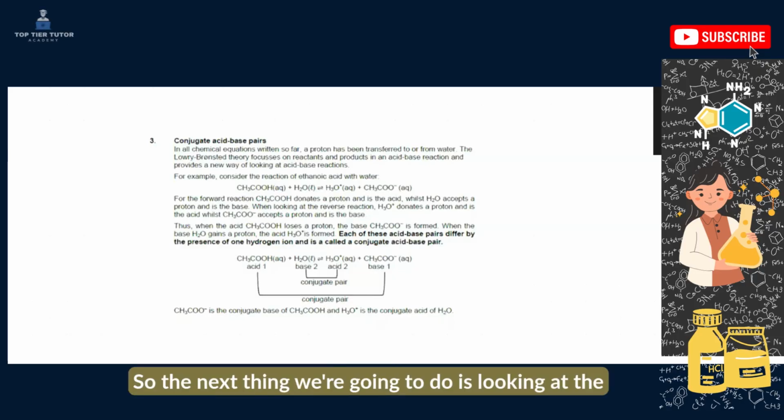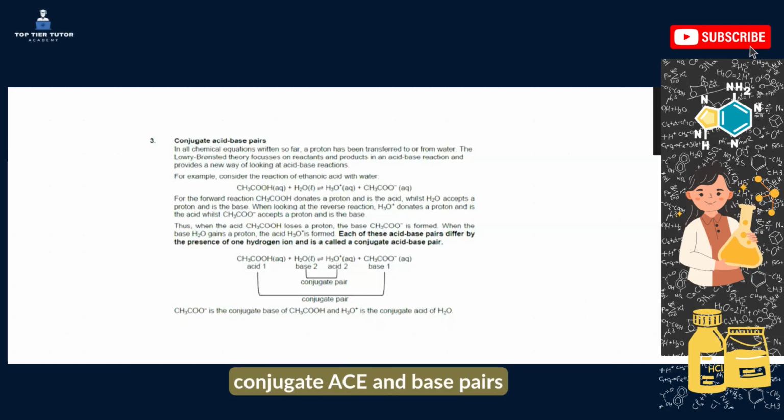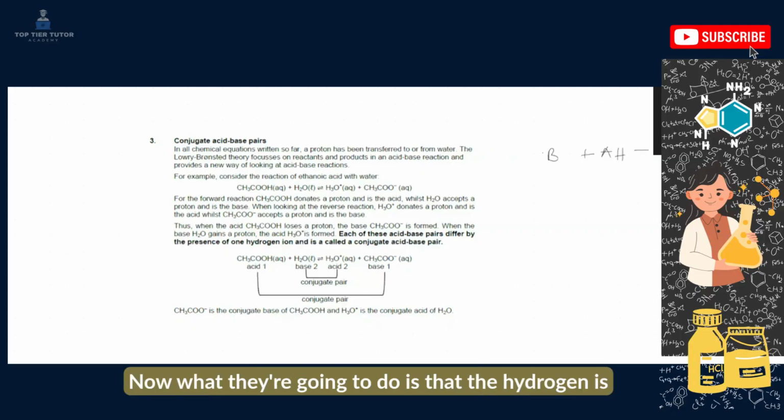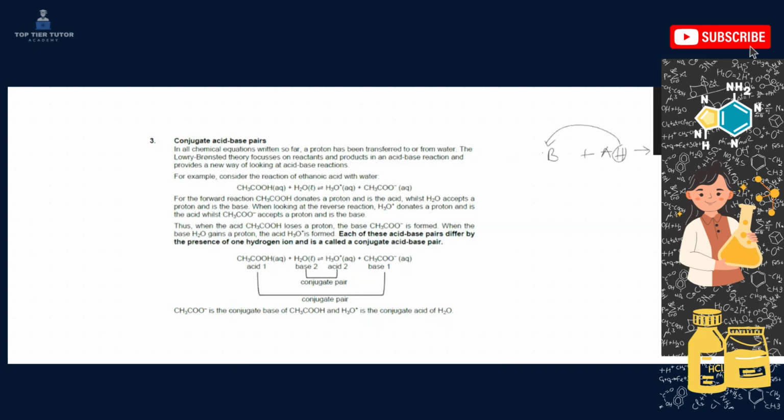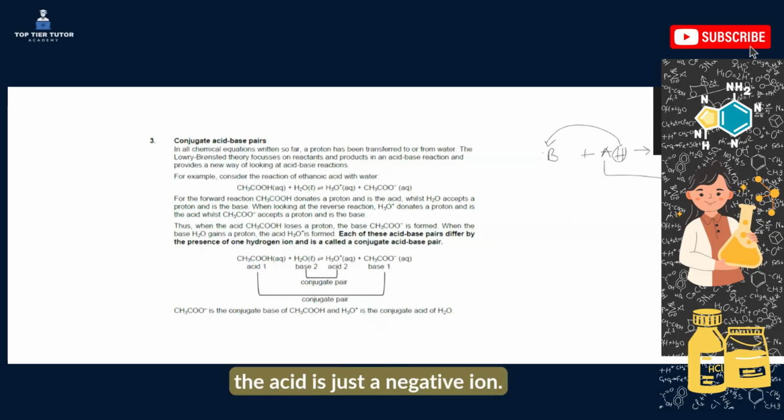Okay, so the next thing we're going to do is look at the conjugate acid and base pairs that we have. So in our chemical reaction, we're going to have a base that has no hydrogen reacting with an acid that has a hydrogen. Now, what's going to happen is that the hydrogen is going to be given to the base, and now the acid is just a negative ion.